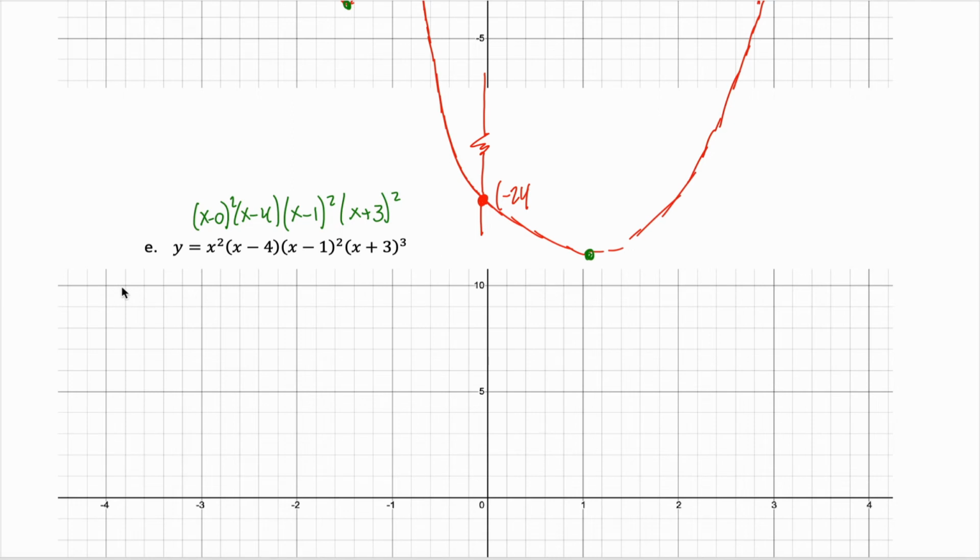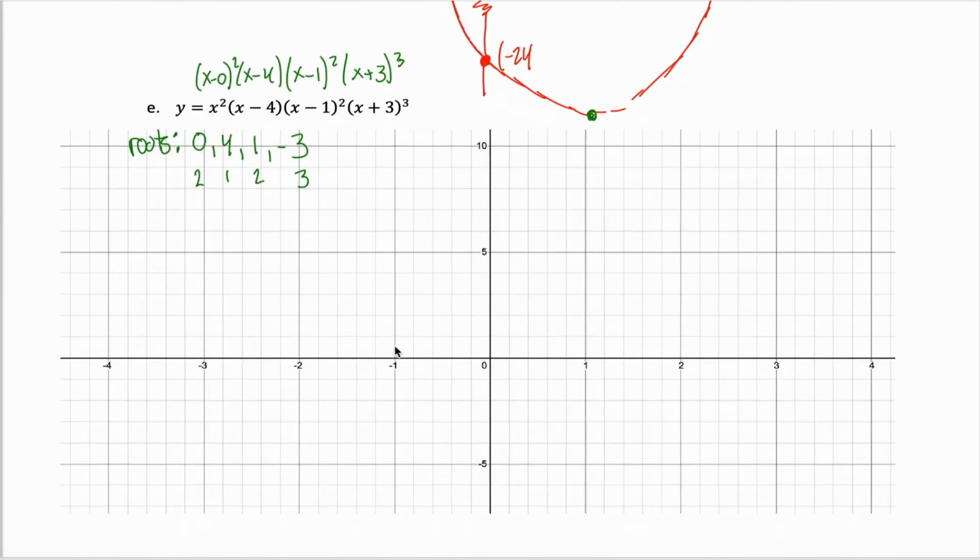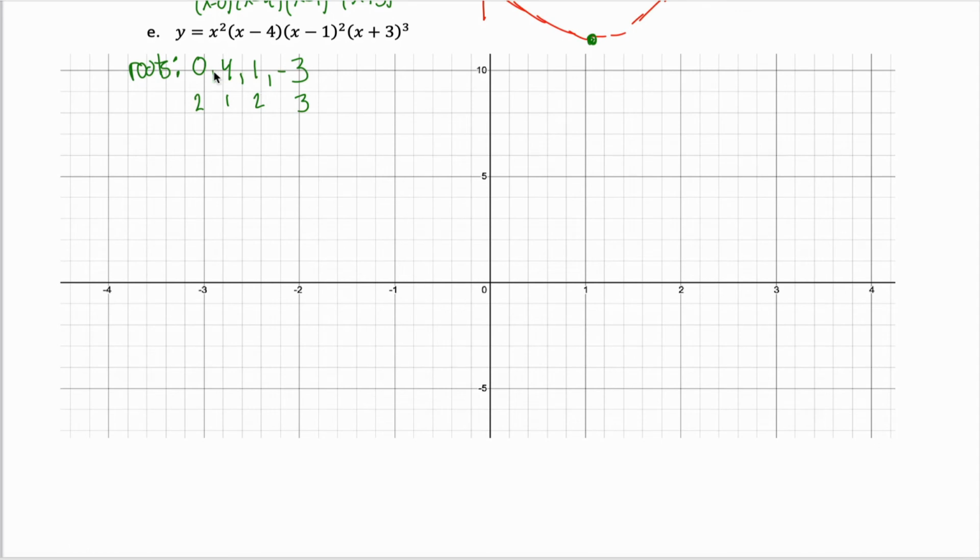The first thing we want are all the different roots or x-intercepts. Let's see, I have a root at 0 for this factor, 4 for this factor, 1 for this factor, and -3 for this factor. What are the multiplicities of those roots? They're 2, 1, 2, and 3 respectively. Eventually, when I draw this thing, I want it to pass through the x-axis at 0, +4, +1, and -3.